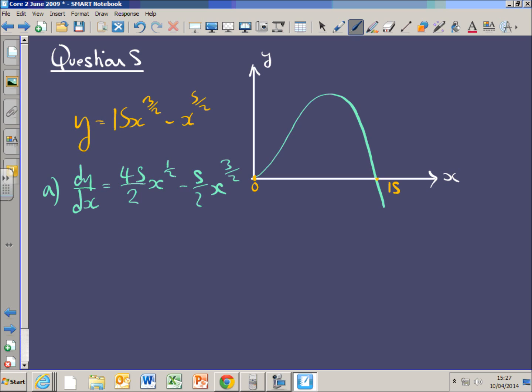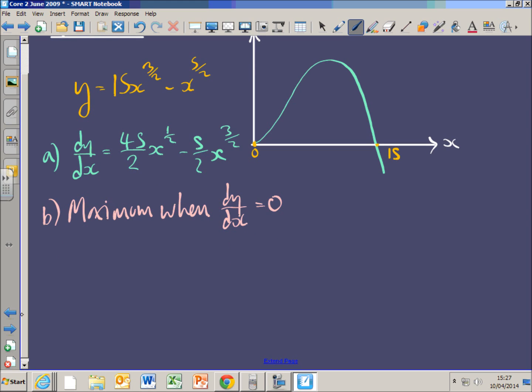Okay. Now, hence find the coordinates of the maximum point. This thing is maximum when what? How do I find the maximum point? Okay, so I'm going to write this. I always write statements like this. Maximum when dy dx equals 0. Or sorry, I should really say stationary when dy dx equals 0.